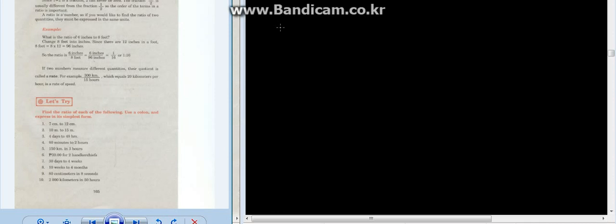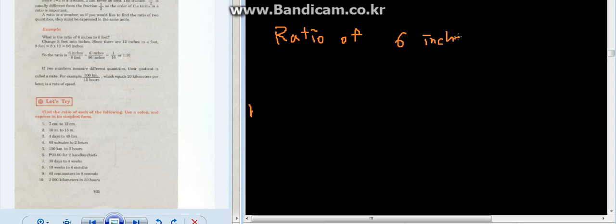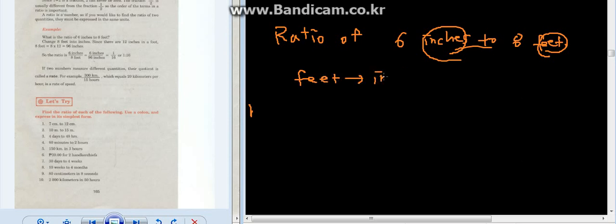Let's look at the example. What is the ratio of 6 inches to 8 feet? As I said, in ratio, two quantities should have the same units, but here it's inches and it's feet. We should make it the same. Then we can change feet into inches.